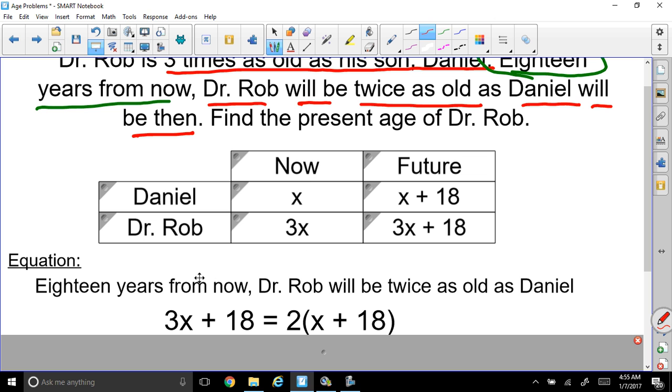18 years from now, so we're talking about the future. So we're talking about these columns over here, about the future ages. So Dr. Rob, and here's Dr. Rob's representation of the future 18 years from now, 3x plus 18, will be, is another way of saying, is equal to. Now we have twice, which means two times as old as Daniel. So Daniel, we're talking about his future age, x plus 18. So we have an equation here that we translated from words.